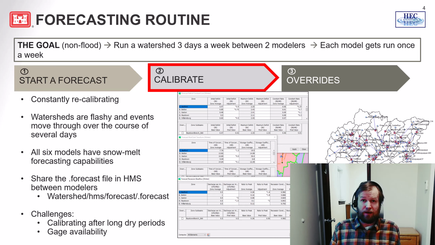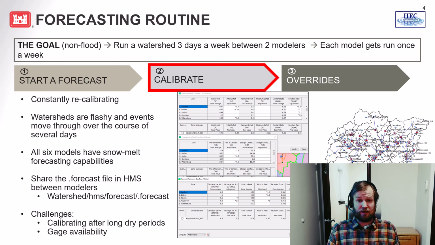The next step that the water manager will do is to calibrate. In the Mid-Atlantic, in the Susquehanna River and the Potomac River watersheds, they are very flashy, and events move through the watersheds over the course of several days, so constantly recalibrating. And in experience, it's found that if you continuously calibrate your HMS models, you can keep up with the watershed conditions, and it's never that big of an effort to recalibrate the model each morning.